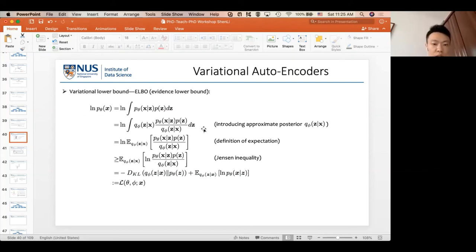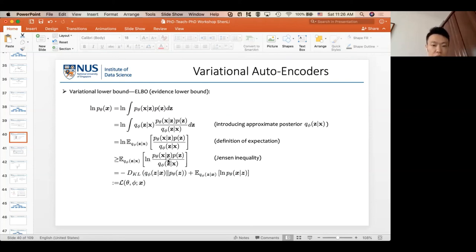And now we recognize it as an expectation over Q of P, the conditional likelihood times prior, divided by the approximate posterior. This follows the definition of expectation. Now we apply Jensen's inequality, where we reverse the position of log and expectation, which gives us the lower bound. So this will be lower bounded by the expectation of log of this.